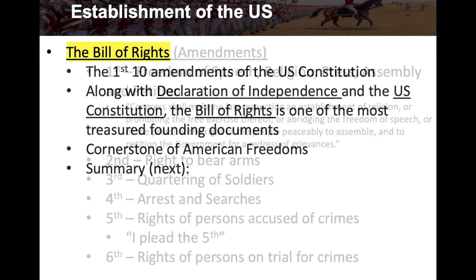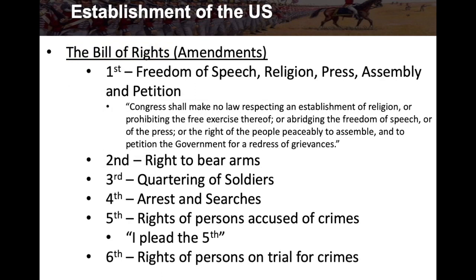You do need to know these, okay? You do need to know the Bill of Rights. The Bill of Rights is the first 10 amendments to the Constitution. Amendment means a change has taken place or something was added to it. So the First Amendment to the Constitution, and these are just summaries, is freedom of speech, religion, press, assembly, and petition.